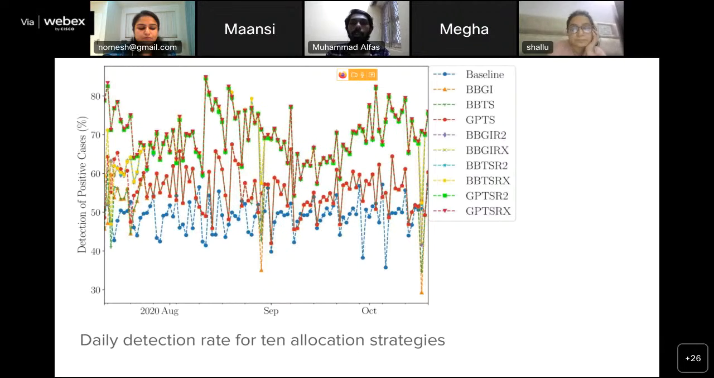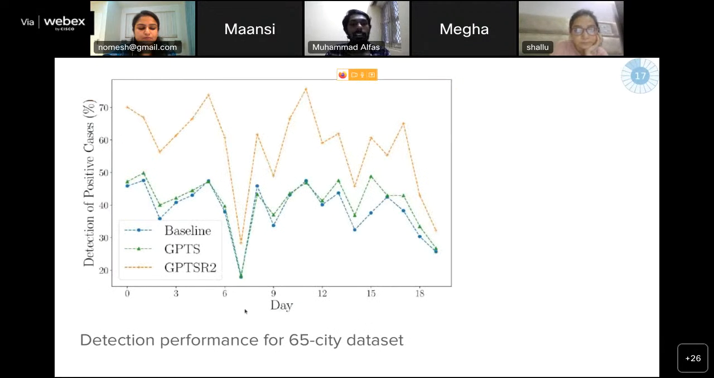And three methods out of these 10 are taken and compared for the 65 city data set. Here we take only 20 days of data, and we can see that the results are almost the same, except that the multi-armed bandit methods without pooling are almost similar to the baseline method.